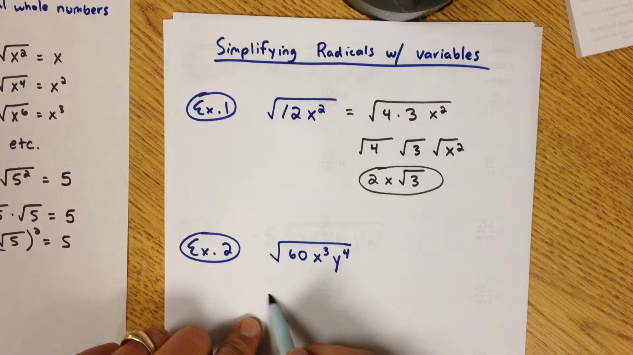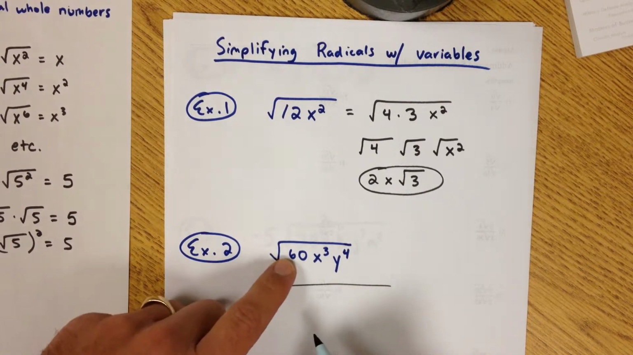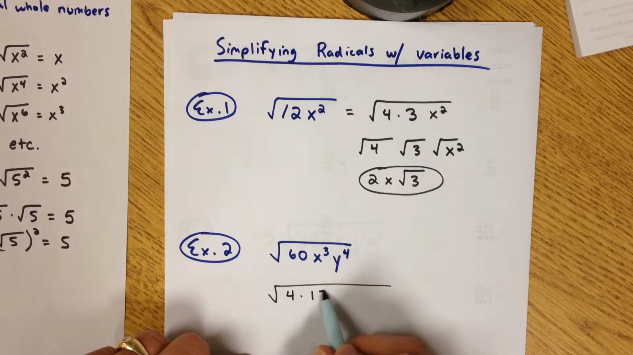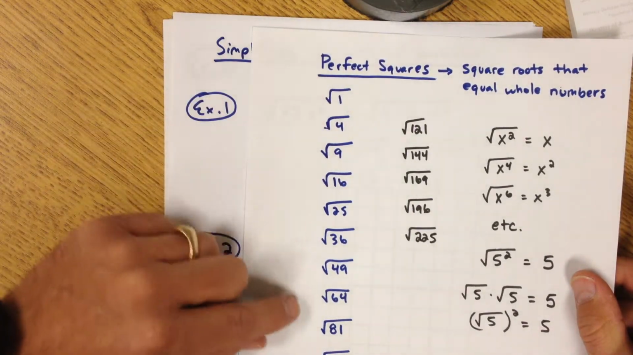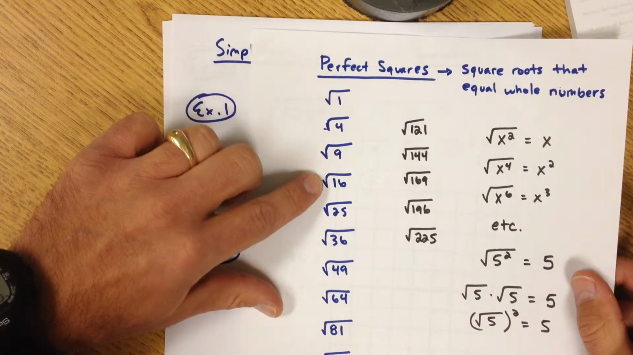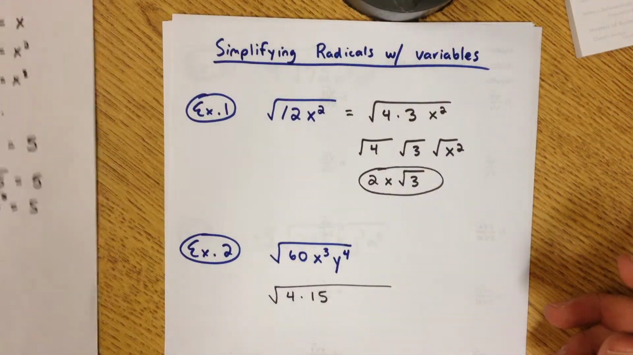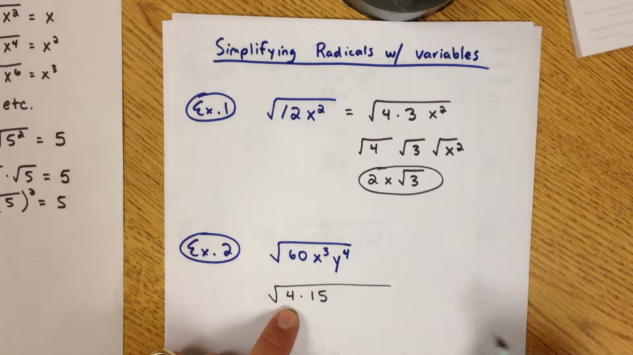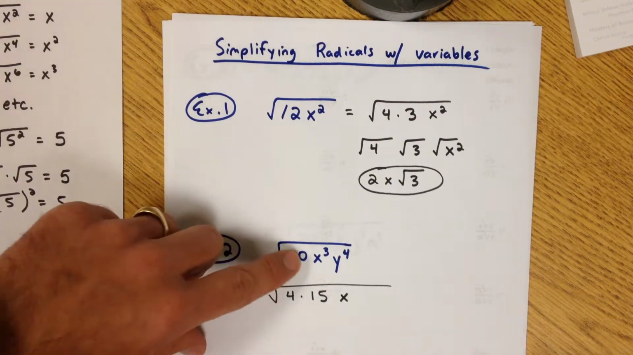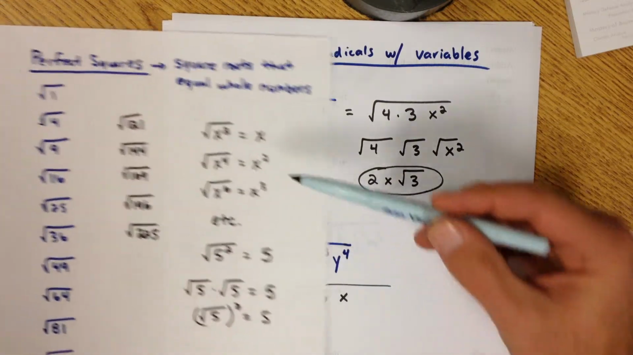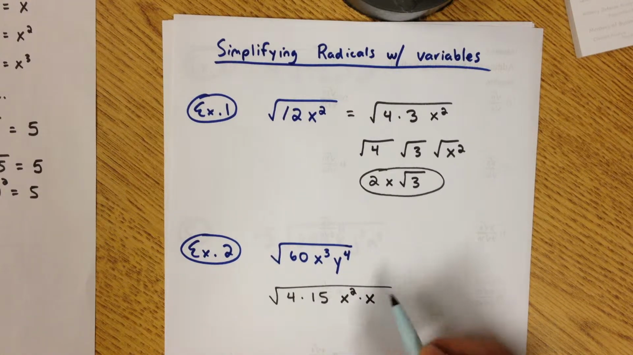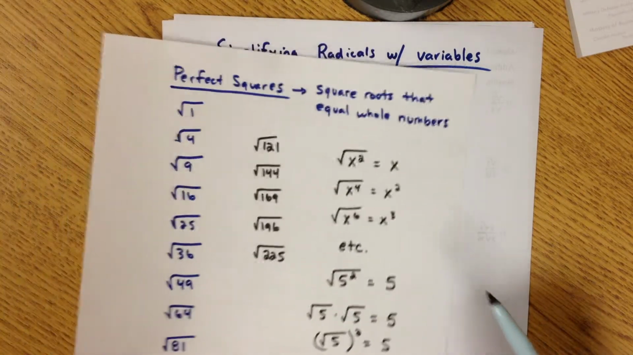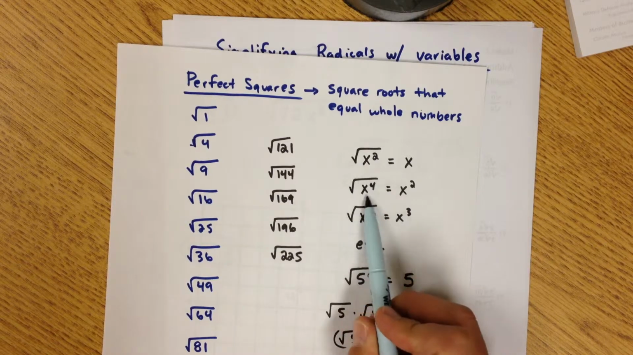So number 2, I look at the 60. I'm going to break that up into 4 goes in there 15 times. I double check my list here, make sure nothing else on this list goes into 60. I know 4 does. Check all the other ones, none of them do. So that is my greatest perfect square. Now I'm going to break the x cubed into x squared times x, because I know that that's a perfect square. So x squared times x gives me x cubed. And then y to the fourth, again, it's a perfect square. The square root of y to the fourth, you just get y squared.